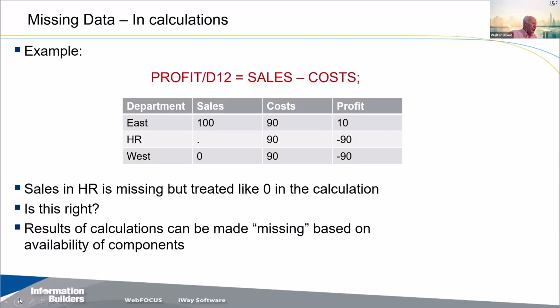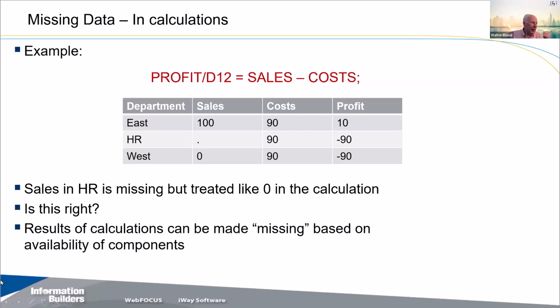Here we go. Here's an example. I've got profit equals sales minus costs, and here's my data. HR basically has no sales. So when I do this calculation, I end up with minus 90 for a profit. Now, the West legitimately had no sales, so their costs were 90. So they literally were realistically in a hole. Is sales in HR, missing, treated like a zero in the calculation? Is this right? No, it's not right.